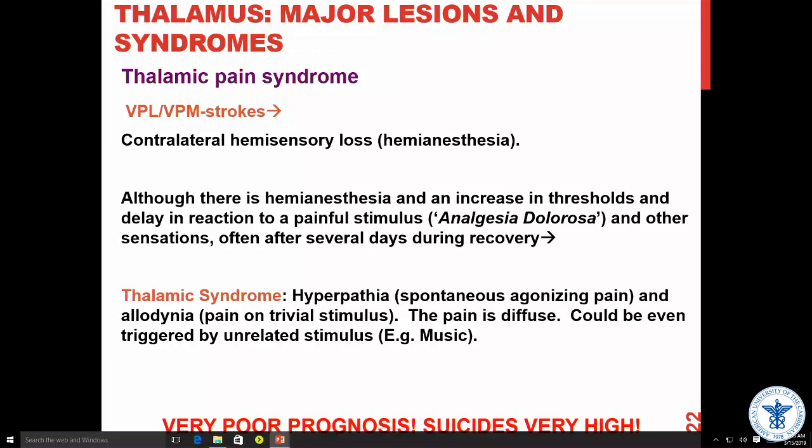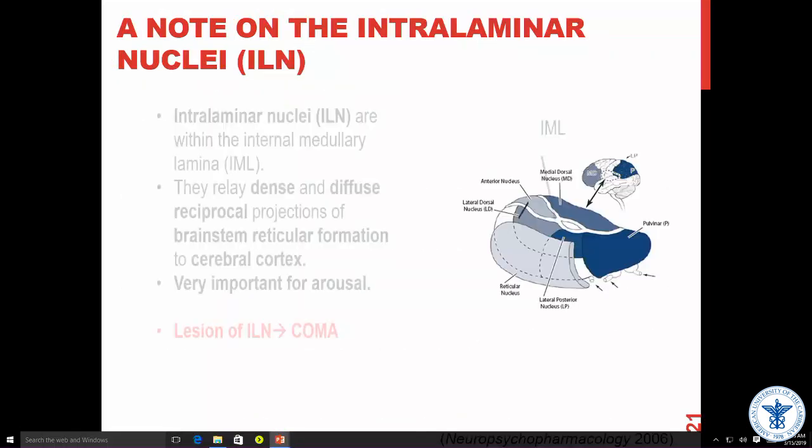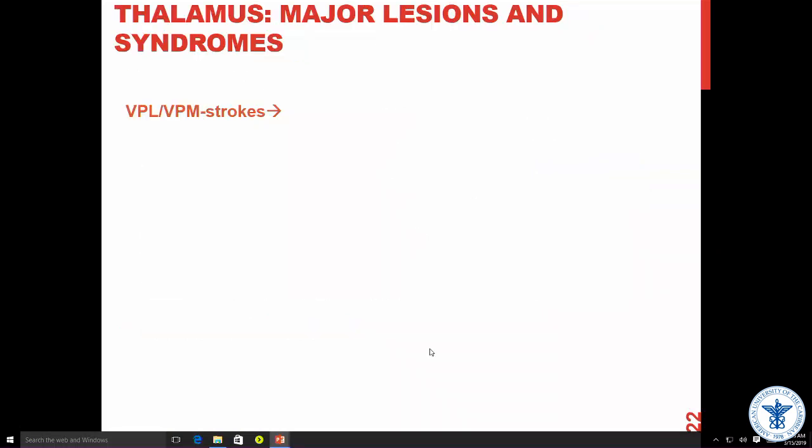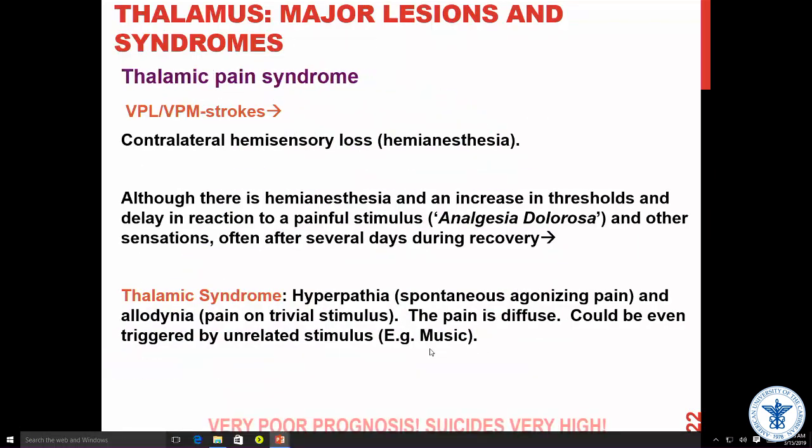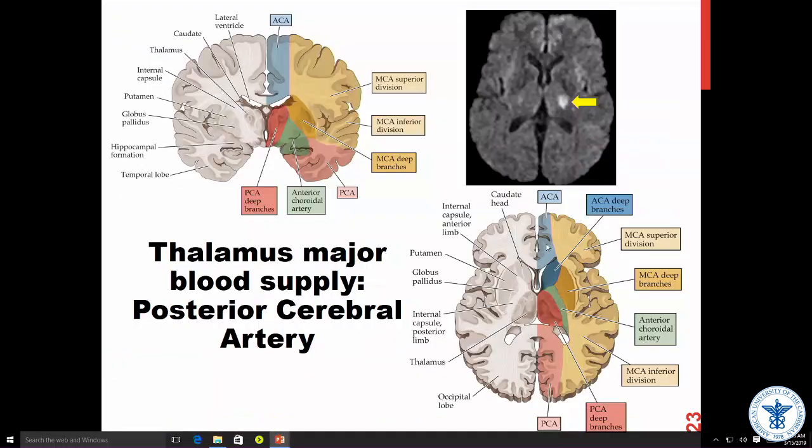So remember this nucleus, the interlaminar nucleus. Why am I going backwards? I've mentioned, you asked the question at the appropriate time. The posterior cerebral artery is the major blood supply to the thalamus. It may get some blood vessels from the middle cerebral artery, but the major blood supply is the deep branches of the posterior cerebral artery. And that's what is involved here.